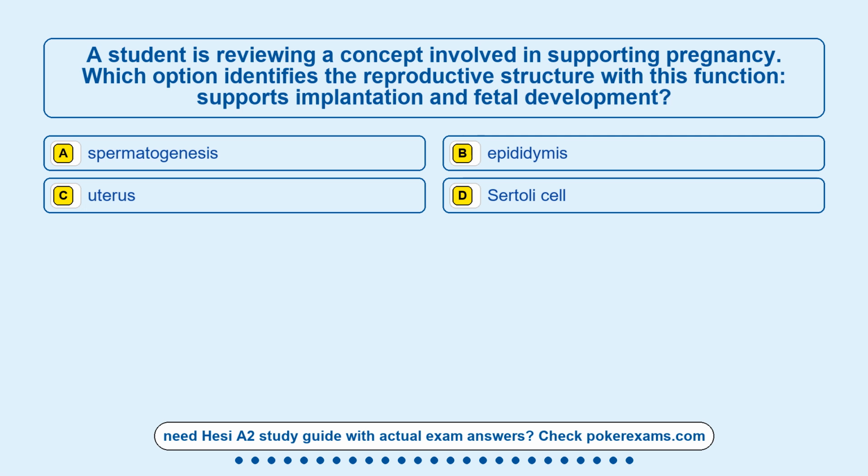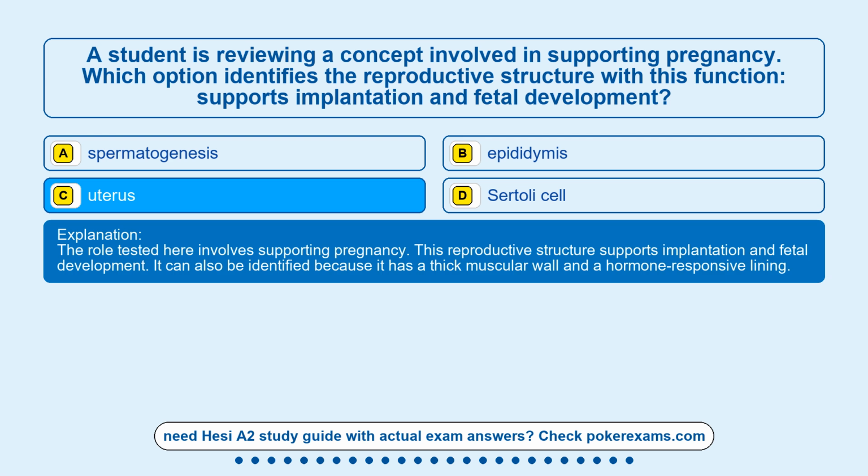Question 12. A student is reviewing a concept involved in supporting pregnancy. Which option identifies the reproductive structure with this function, supports implantation and fetal development? Option A, spermatogenesis. Option B, epididymis. Option C, uterus. Option D, Sertoli cell. The correct answer is option C, uterus.